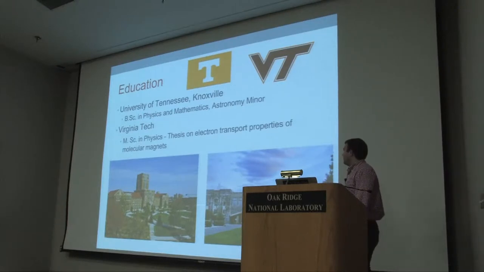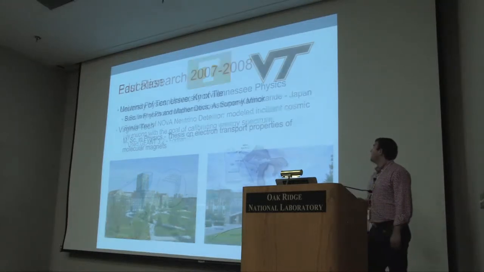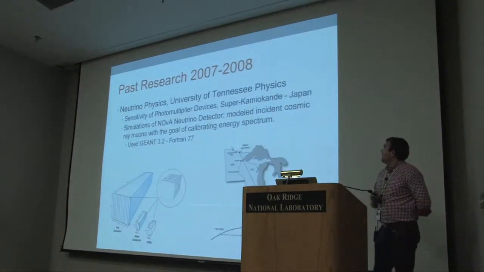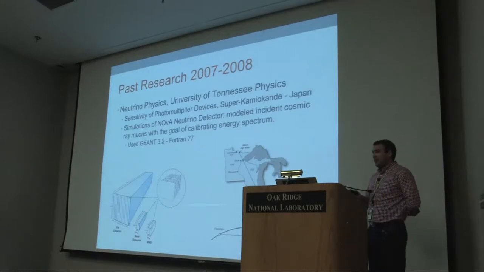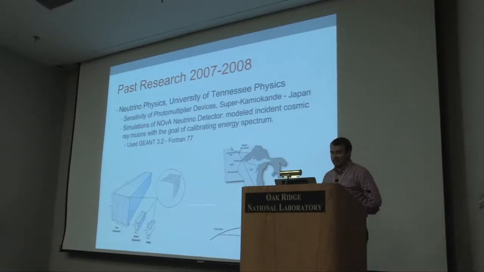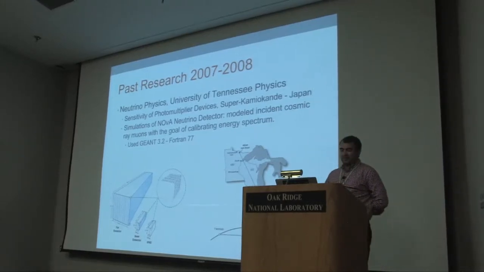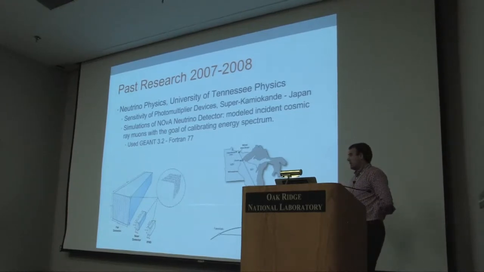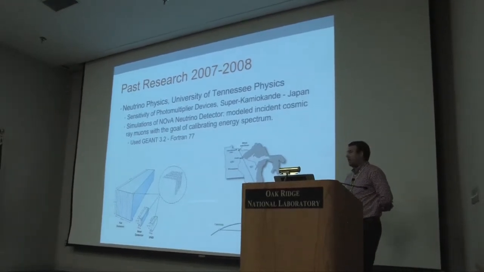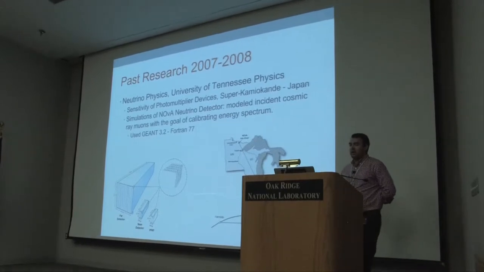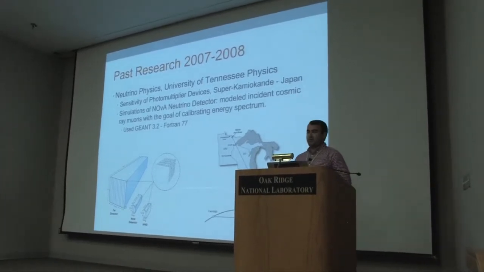These are my favorite pictures of the two places, but Ayers Hall over here for the math department. Real quickly, when I first started at the University of Tennessee, I started working on neutrino physics. I didn't know anything about particle physics or neutrino physics. I was a freshman. So basically the first thing I started doing was taking wavelength measurements to look at the sensitivity of photomultiplier tubes, okay?